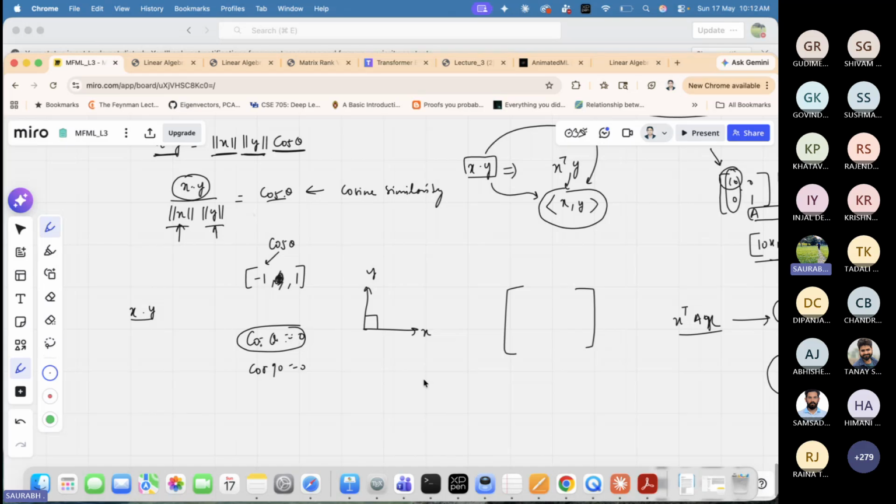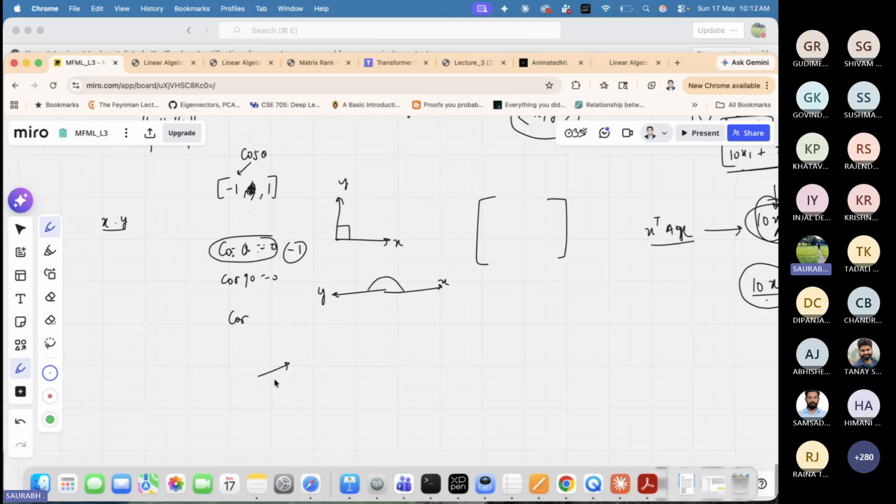Now, if the vectors are in opposite directions, what would happen? Let's say, for example, this is x vector, this is y vector, the angle between them is 180 degrees. If the vectors are in opposite directions, then the angle between them is 180, cos 180 would be negative. Hence, you will say that they are in opposite directions. They are not aligned in the same direction. Their cosine similarity would be -1, right? If they are aligned in the same direction, the angle between them would be 0, cos 0 is 1, hence the cosine similarity is maximum.